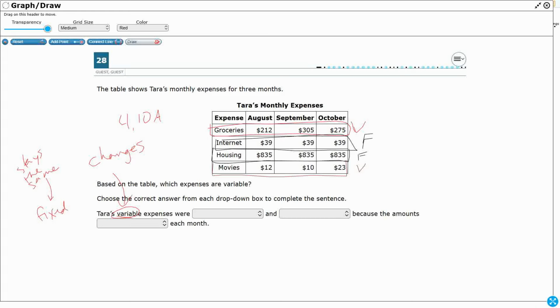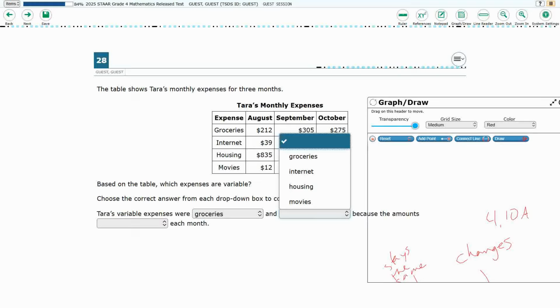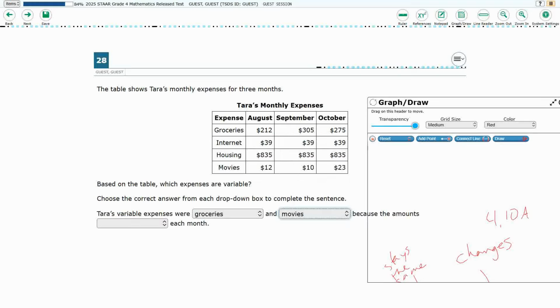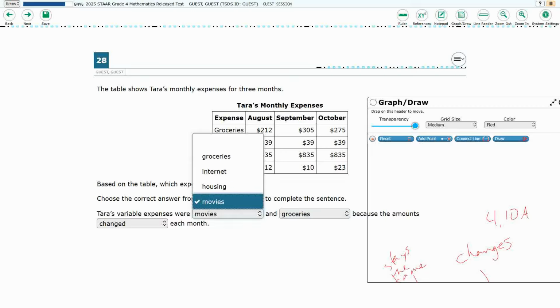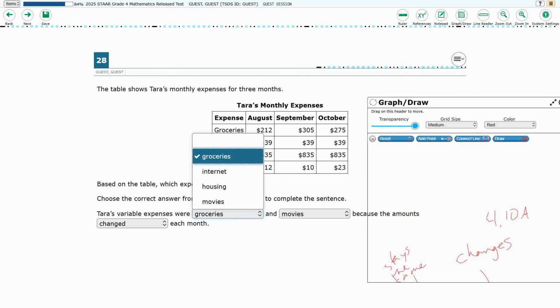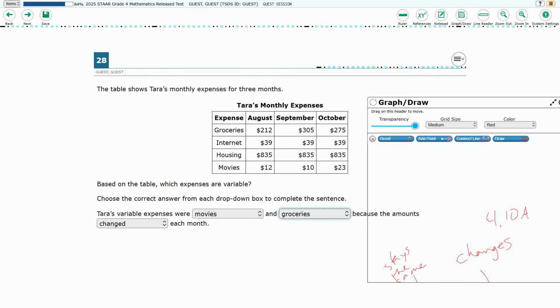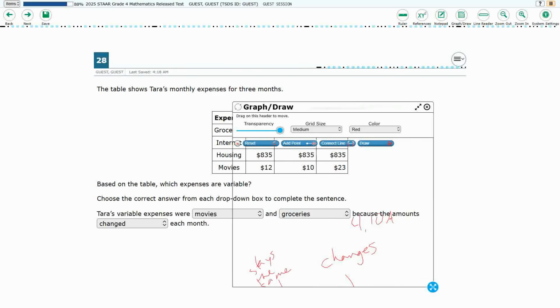So the variable expenses are going to be, what did we say? We said the groceries and the movies. Now, because the amounts changed each month, these three are going to work. Now, here's the thing. I can't say movies and movies, and I can't say groceries and groceries. But I can say movies and groceries, or I can flop these and say groceries and movies. These work in either order. As long as you get both of those in either order and you just don't repeat, then you're good. You actually get your full credit here.